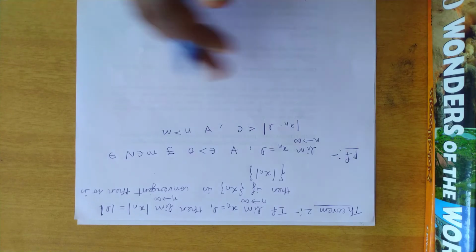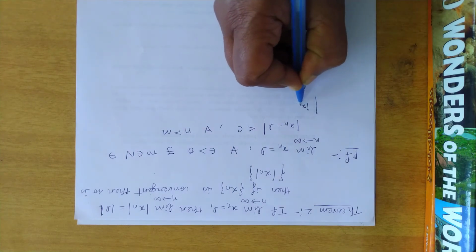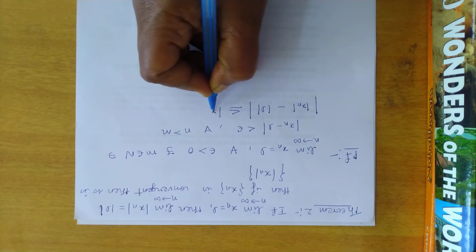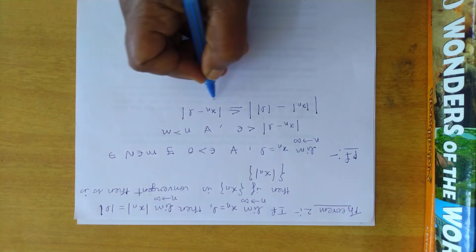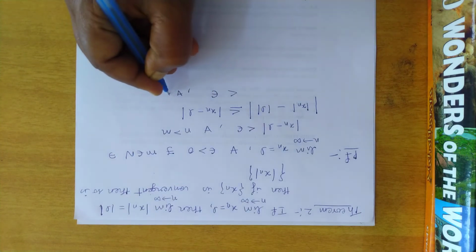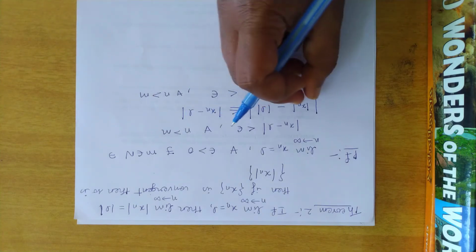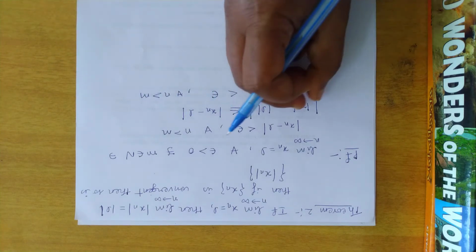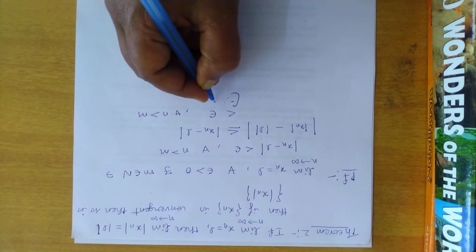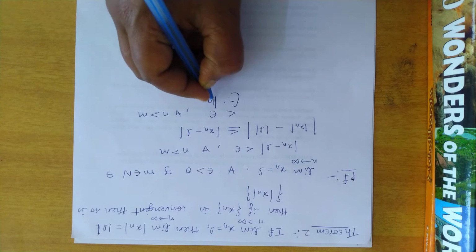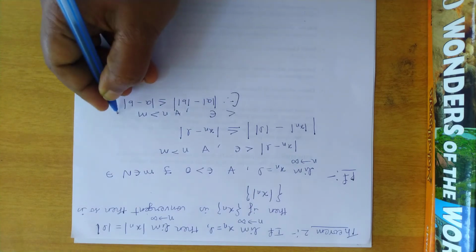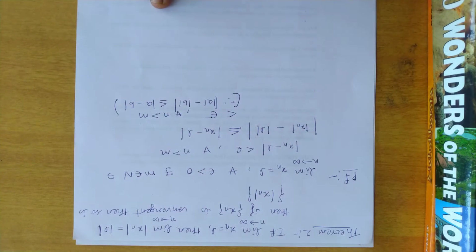Now in this, let me consider modulus of xn minus modulus of L will be less than or equal to modulus of xn minus L. And what do I know? Modulus of xn minus L is less than epsilon. This is for all n greater than m. Modulus of each quantity is positive. Modulus of xn is a positive quantity, modulus of L is a positive quantity. So I am able to write this inequality. This is because of the inequality I know: modulus of A minus modulus of B is less than or equal to modulus of A minus B. By using this, I am able to write it.